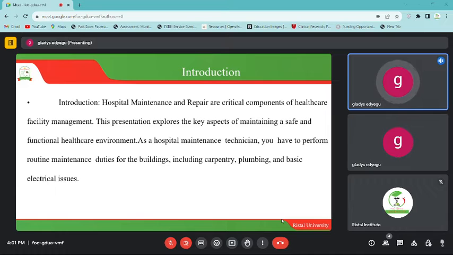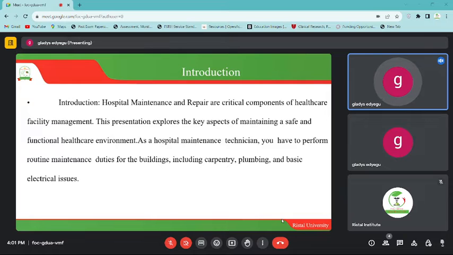Maintaining and repairing the equipment and other infrastructure within the hospital is crucial for service provision in our hospitals. This presentation is going to explore the key aspects of maintaining a safe and functional healthcare environment. We need a safe, functional healthcare environment to provide our healthcare services. A hospital maintenance technician is supposed to do routine maintenance duties for the buildings, including carpentry, plumbing, and other basic electrical issues within the hospital.